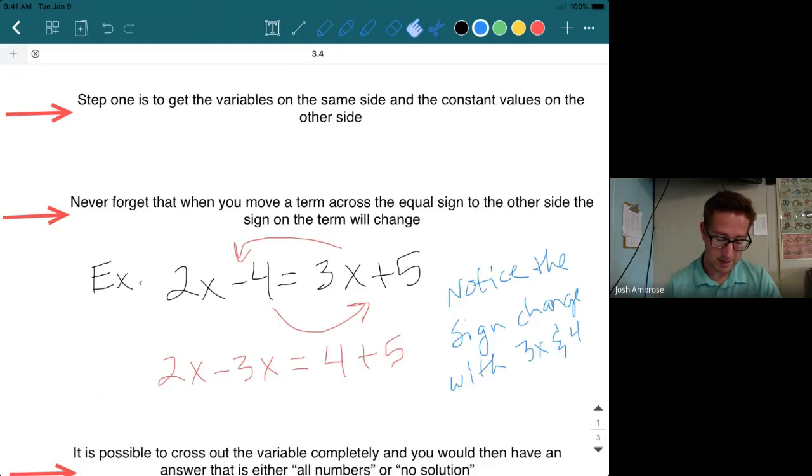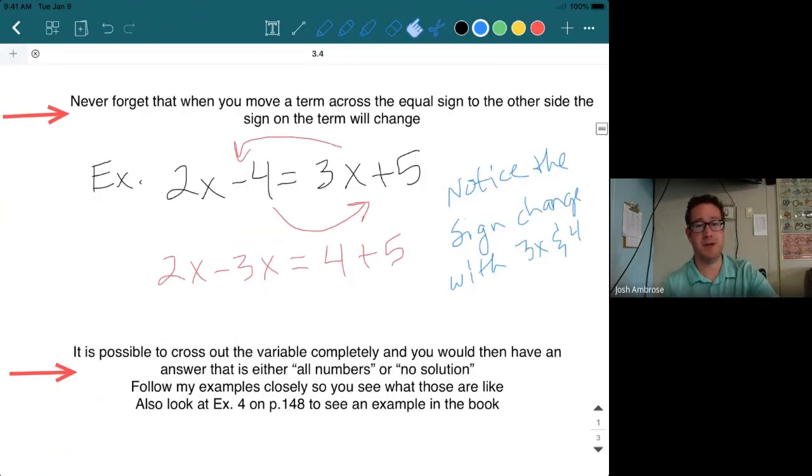This piece is important. If we do this wrong, the whole problem is going to be wrong. Never forget, when you move a term, that means a variable or a constant, that's just what terms are, across the equal sign, from the right to the left or from the left to the right, the sign on that term will change.